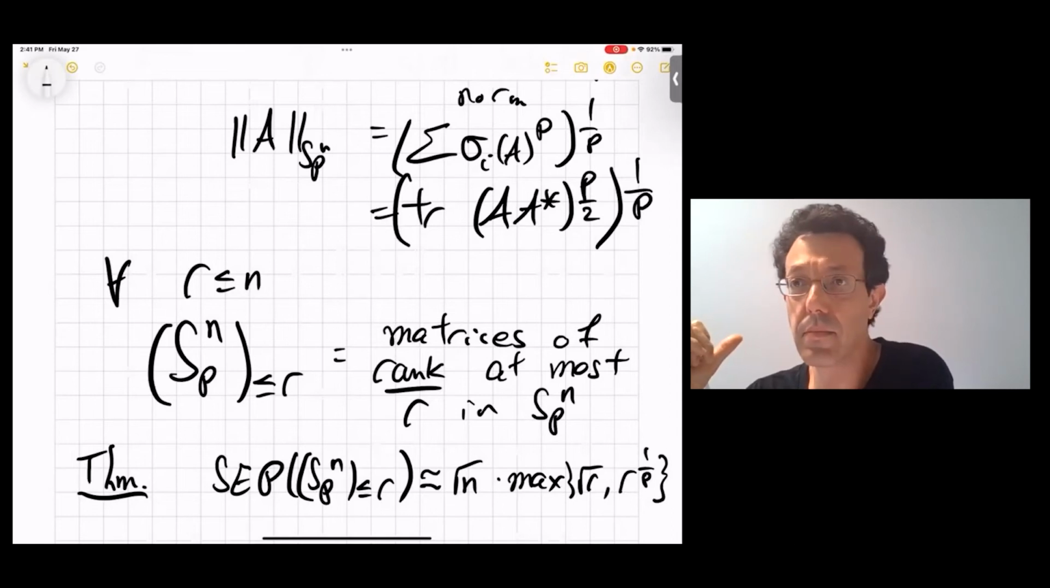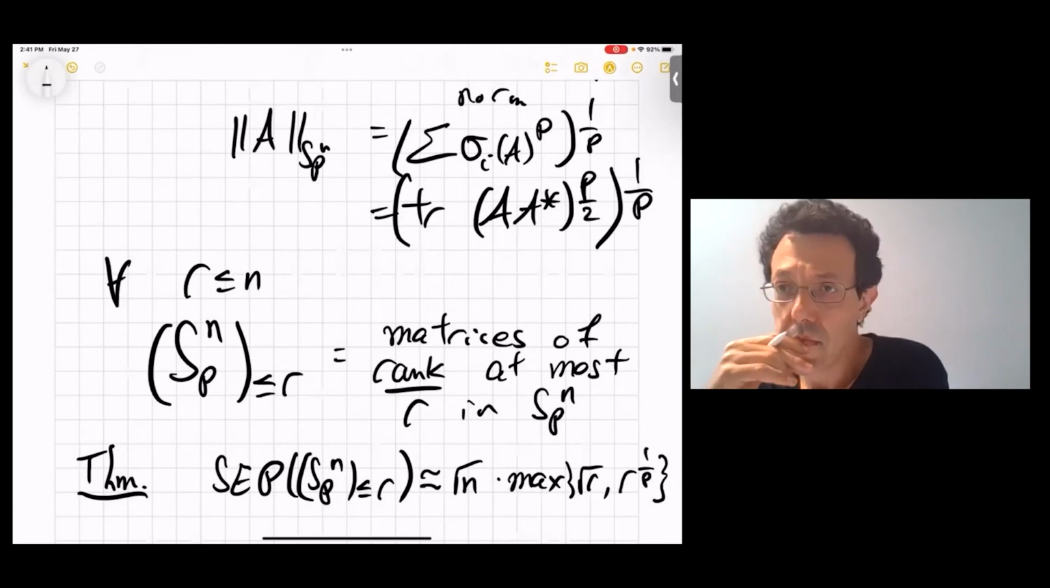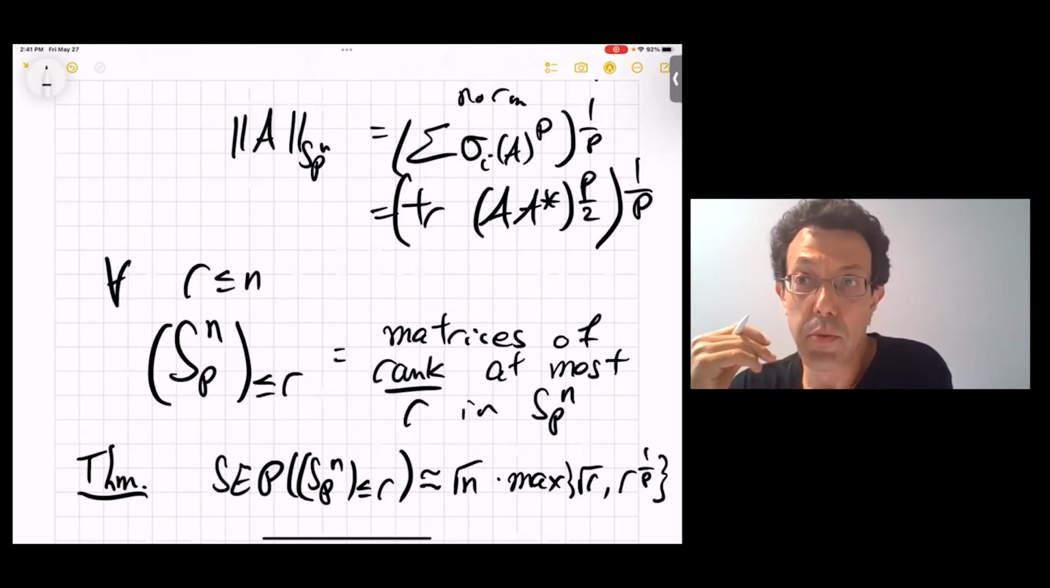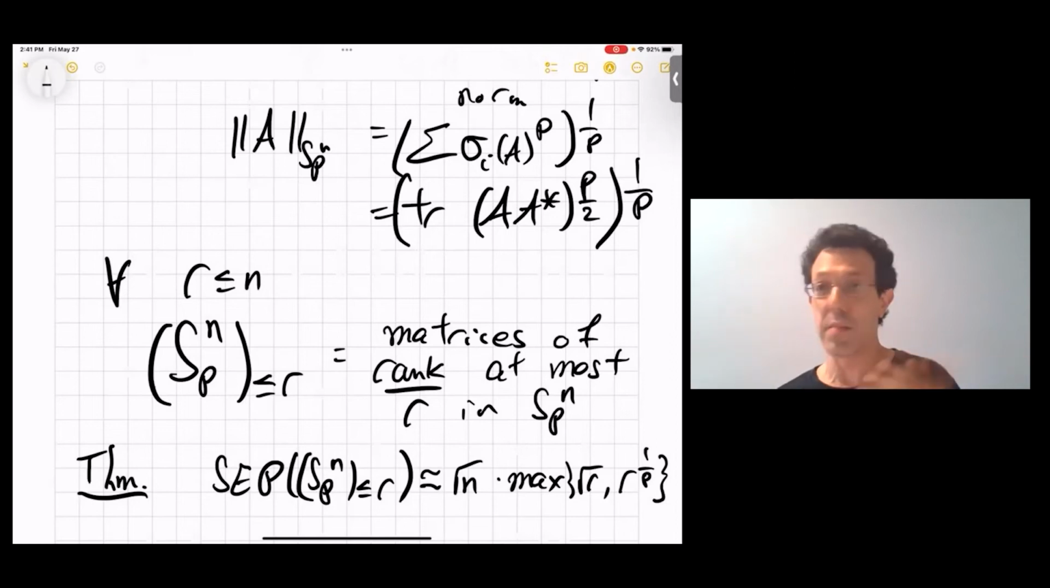Is it easy to see what the random partitions are? Or do you want me to skip the proof? Okay, you know what? What you're asking me is what I was planning to do in the end. Let me do it now. Okay.